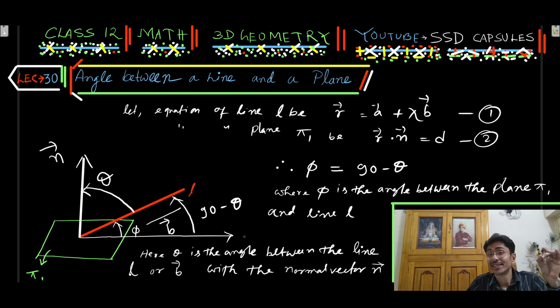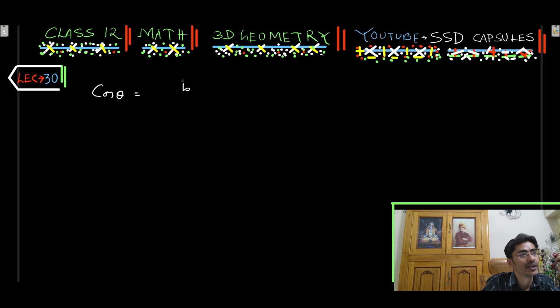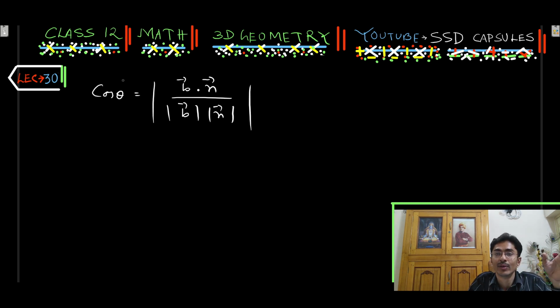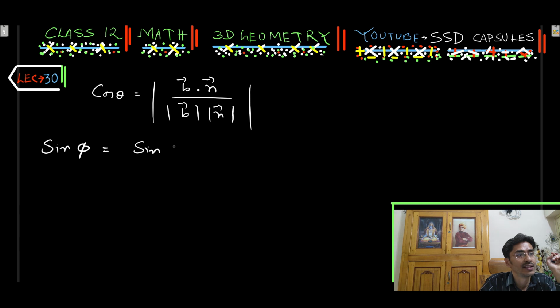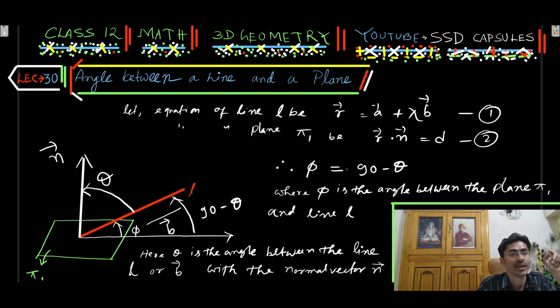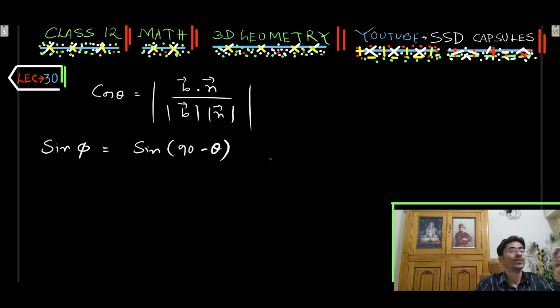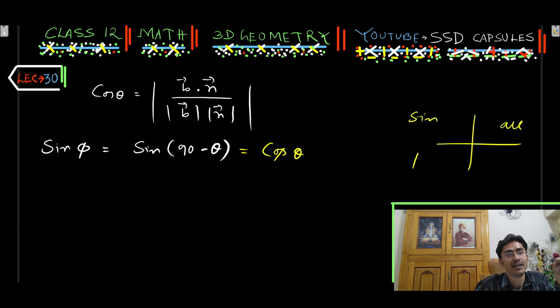So here cos theta equals what? Using the concept of dot product, we can derive it very easily. So cos theta equals b vector dot n vector by b vector magnitude times n vector magnitude. So we have derived cos theta. Now sin phi is what? Sin phi is sin of 90 minus theta, because phi is 90 minus theta. So from here we can easily write this is nothing but cos theta. Here I have applied the all sin tan cos formula from class 11 trigonometry. So 1 into 90 degree, it turns to cos, and 90 minus theta is in the first quadrant, so cos theta.